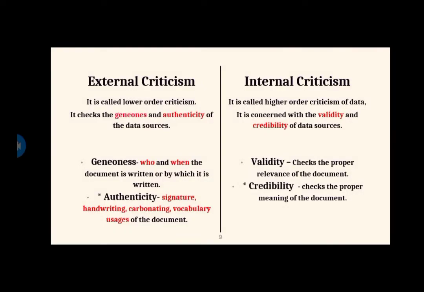External criticism is called lower order criticism. Internal criticism is called higher order criticism. External criticism checks the genuineness and authenticity of the data sources. Genuineness is who wrote the document and when it was written. By authenticity, we can get knowledge about the signature, handwriting, carbon dating, and vocabulary usage of the document. That was external criticism. External criticism often cannot prove the authenticity of a source, but it can provide reasonable confidence that a particular source is authentic.